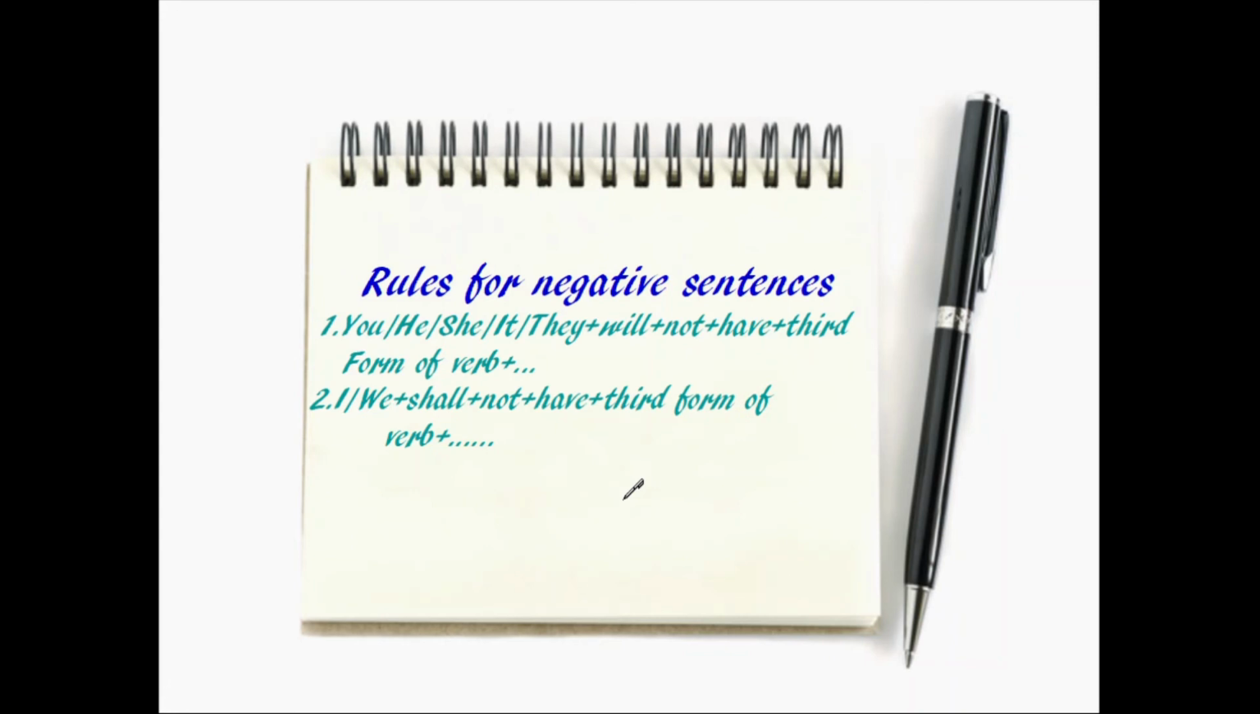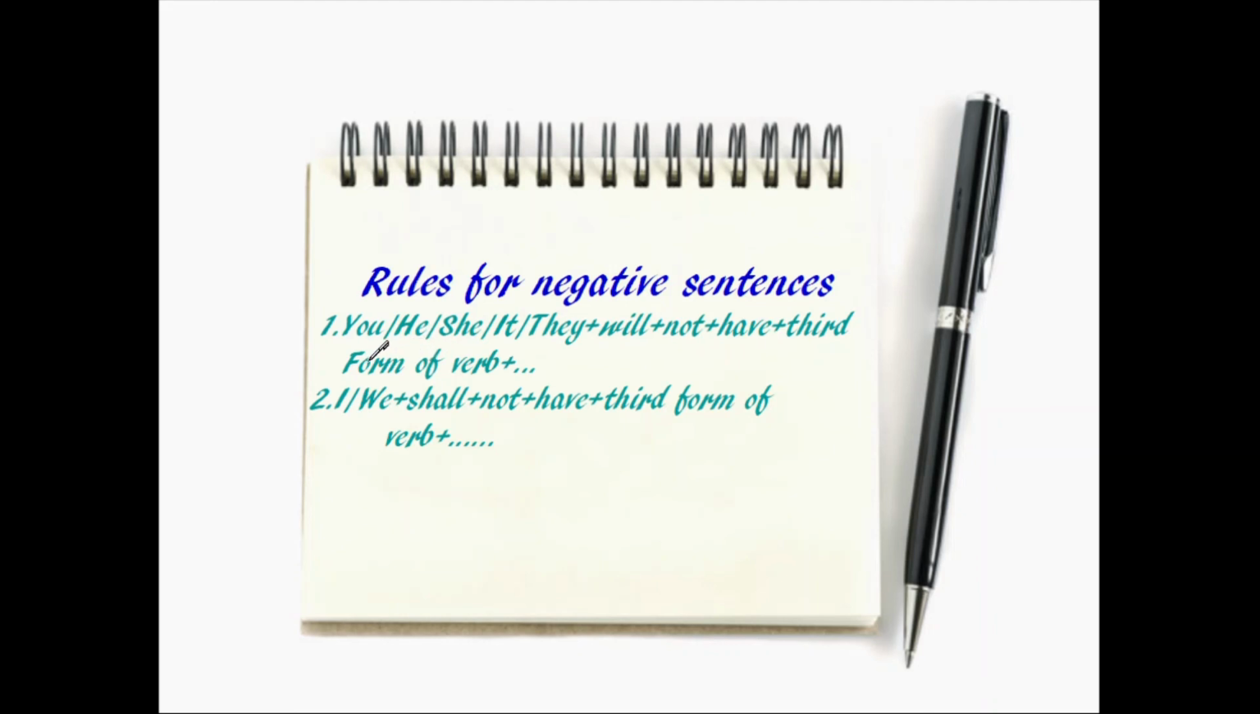Now here are the rules for negative sentences. First is you or he or she or it or they plus will plus not plus have plus third form of verb plus the rest of the sentence. For example, your brother will not have read this novel before next Saturday. I have already told you, you can write you or your only in the case of you. For anything else, you cannot do that. Otherwise, you can write my friend or Rohin or any name.